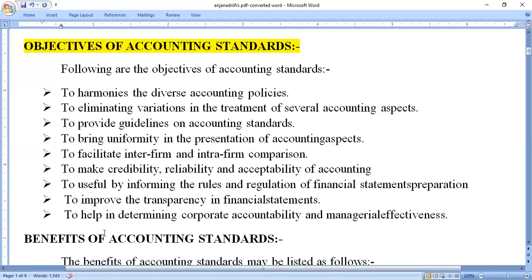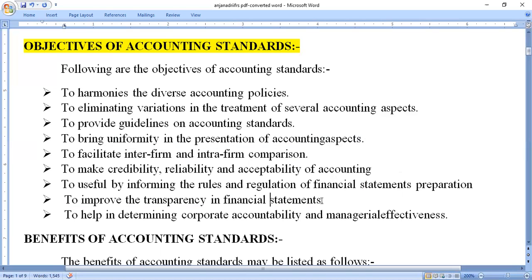After that, next we are moving on. It is very useful by informing the rules and regulations of financial statements for the purpose of preparation. So here, when we are informing the rules and regulations to each and every organization, either a domestic company or a multinational company, it is very easy to prepare the financial statements of the organization. And another objective is to improve the transparency of the financial statement.